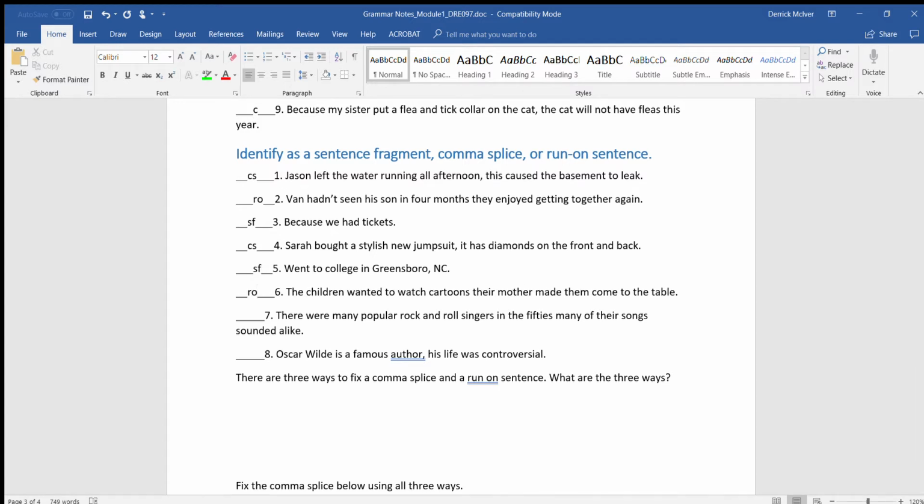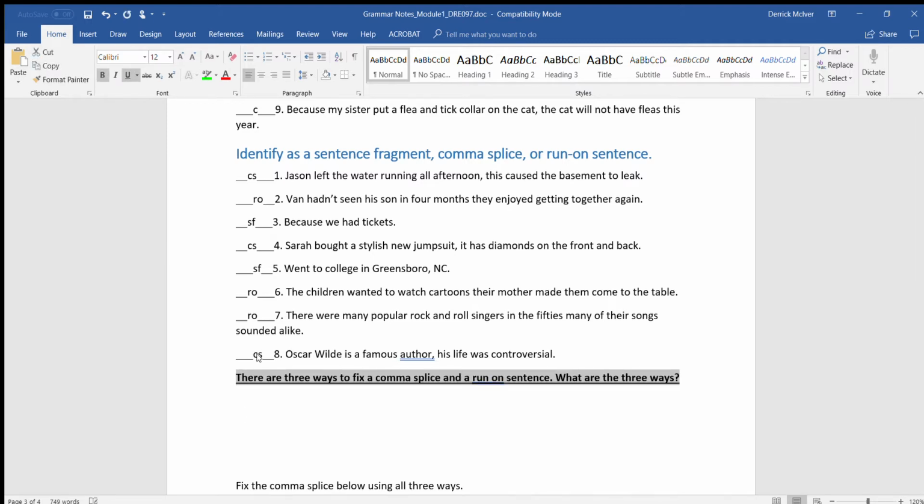There are many popular rock and roll singers in the 50s. Many of their songs sounded alike. This would be a run-on. Oscar Wilde is a famous author, comma, his life was controversial. This would be a comma splice. Okay, so there are 3 ways to fix a comma splice or run-on sentence. We're going to talk about those 3 ways.